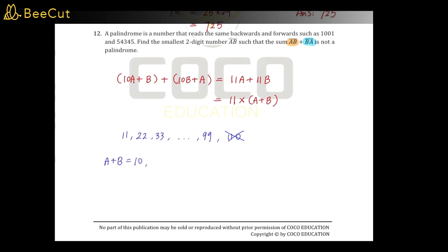This means that first time when it's not a palindrome is when A plus B equals to 10. And we want to get the smallest value of AB. This means that A is 1, B is 9. So 1 plus 9 is 10. So the number is 19 plus 91 equals to 110. 110 is not a palindrome. So AB is 19.